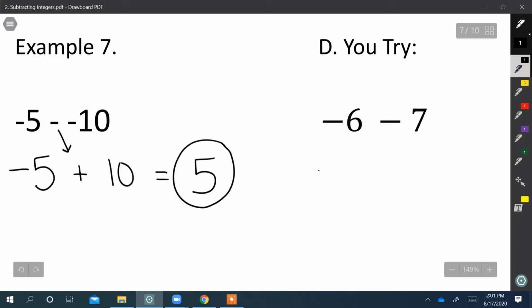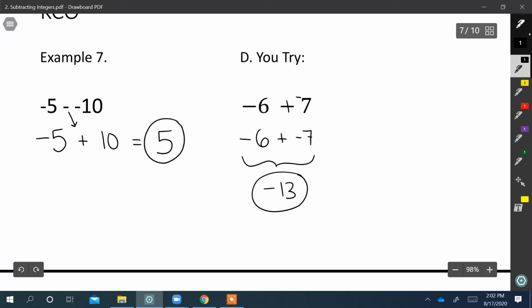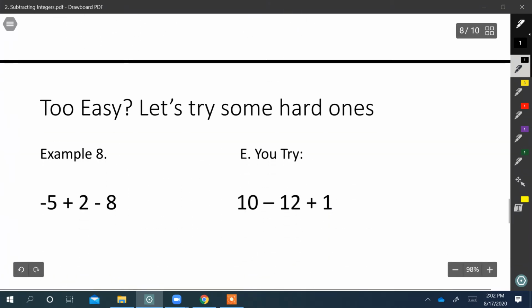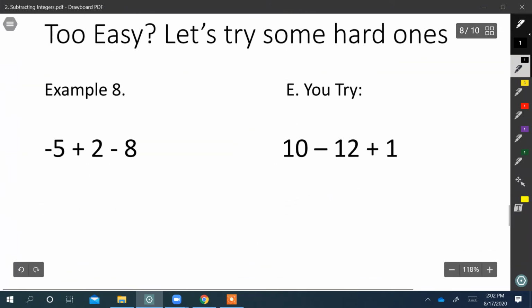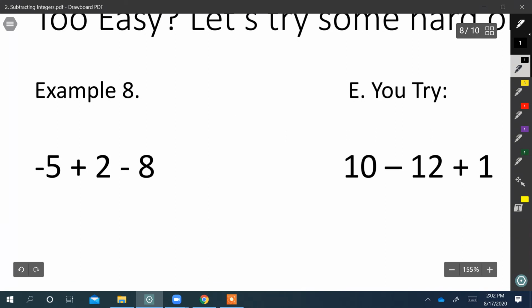What you can do on this one is, you can do negative 6, make that a positive, and this one a negative. So now, you're just adding those two negatives. That should give you negative 13. Is that too easy? Well, let's try some hard ones. How about if you try example number 8?